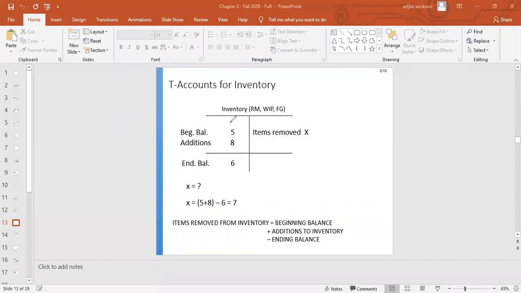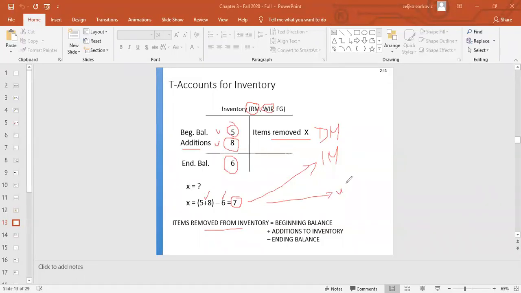So we have inventory accounts: raw materials, work in process, and finished goods. And we say, how much did we have in, let's say, the raw materials account at the beginning of the period? $5. Then we purchased $8 more of raw materials. And at the end of the period, we have $6 of raw materials. Well, we had 5, we added 8, that's 13. And at the end of the period, we have 6. Well, we deduct these 6 to get 7, how much we removed from the inventory. In the case of raw materials, this would be direct materials and indirect materials, both together, 7.